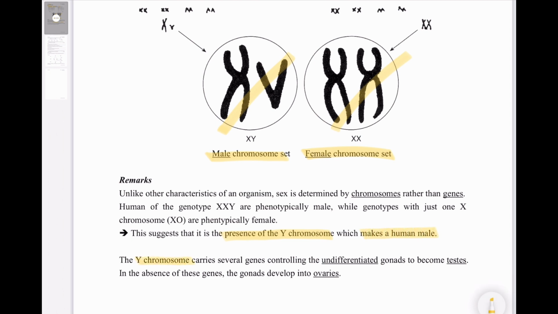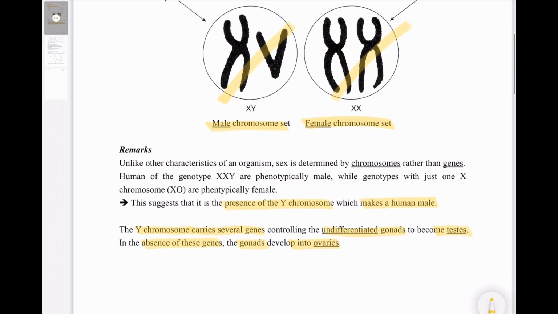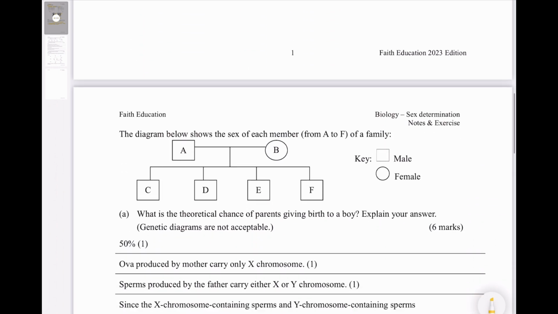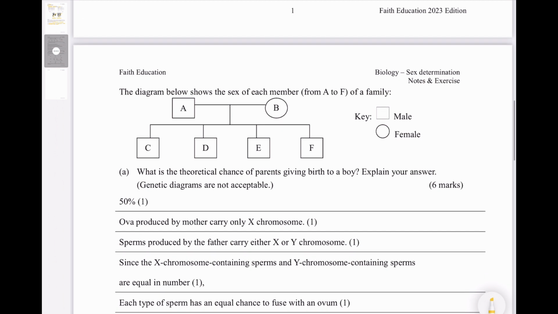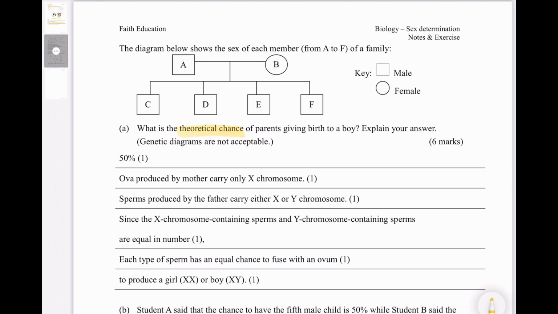It's because the Y chromosome carries several genes controlling the undifferentiated gonad, that means the reproductive organ, to become the testis. And in the absence of these genes, the gonad will develop into ovary. That means the individual will become a female. So let's take a look at the question. There is a family, showing the 6 members in a family. So for part A, what is the theoretical chance of the parents giving birth to a boy? And explain your answer. And in this question, genetic diagrams are not acceptable.